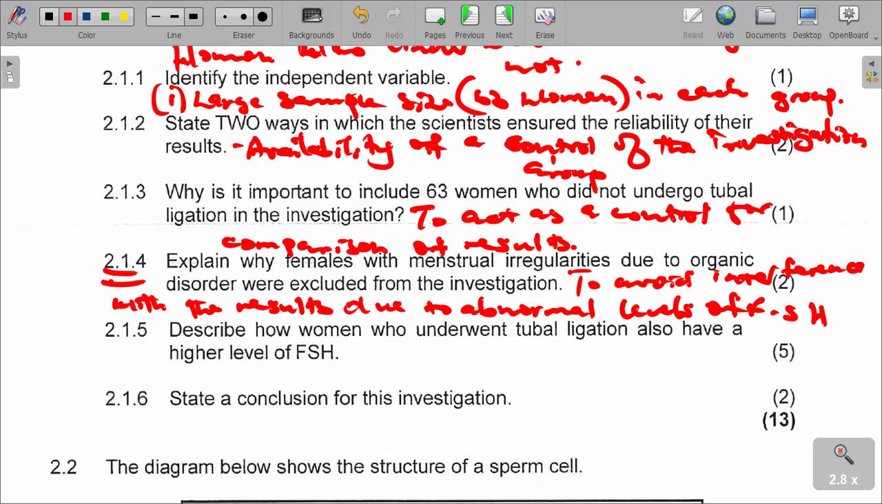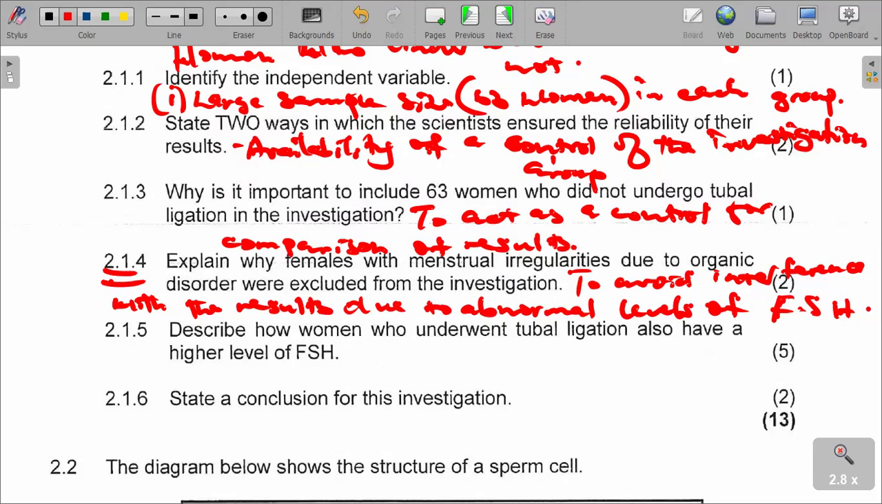We are saying it is to avoid interference of follicle stimulating hormone. Therefore, their follicle stimulating hormone has already been abnormal. So in order to ensure that the results are correct, the scientists avoided including the women who have organic disorders.